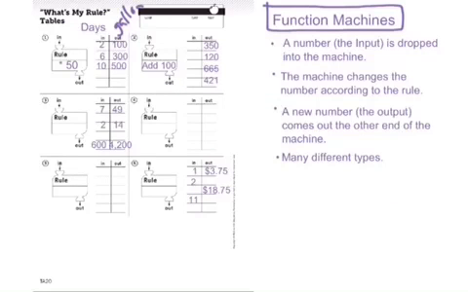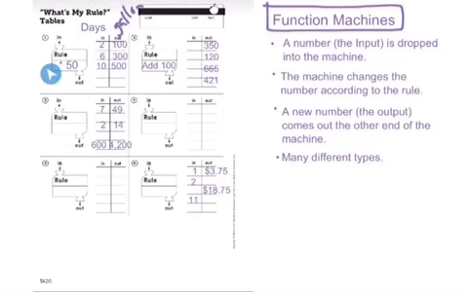Okay, so you should realize that we're looking at these as function machines, these in and out tables. That's what those are. So here's a few notes that you want to put in your notebook about function machines. So we'll see here that a number, the input, is dropped into the machine, then the machine changes the number according to the rule, and then a new number, the output, comes out the other end of the machine. You should also know there's many different types of function machines. So after you have this down, pause me while you get some notes written for yourself, because then we're going to go over the things to the left here, okay?